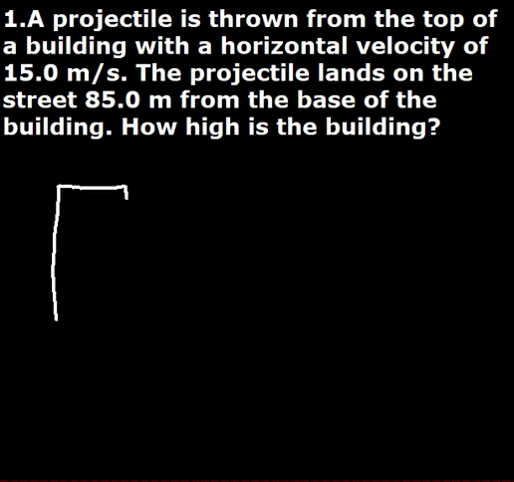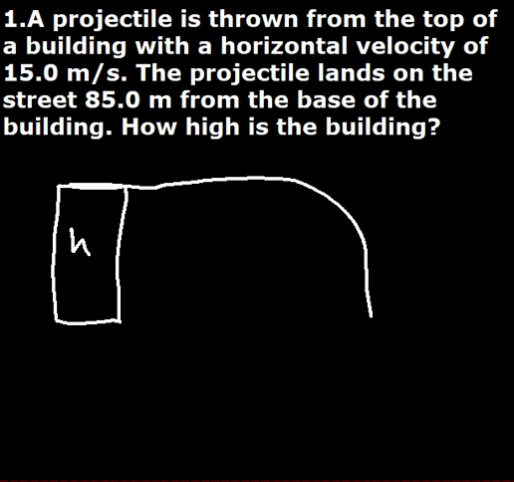Let's say this is the height of the building, and we're looking for the height, which is given as h. The object has been horizontally released and lands on the ground. At the end of the day, this is the horizontal distance we are given, which should be 85 meters, and this is the base of the building.